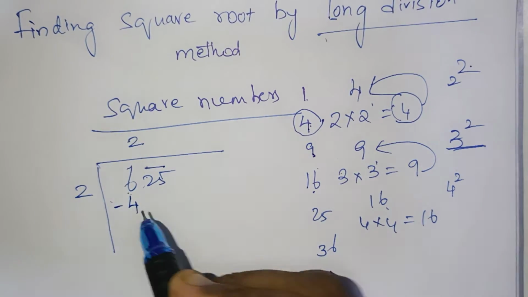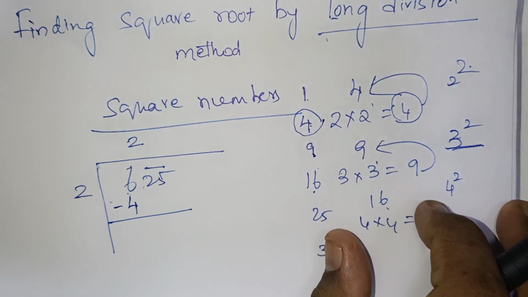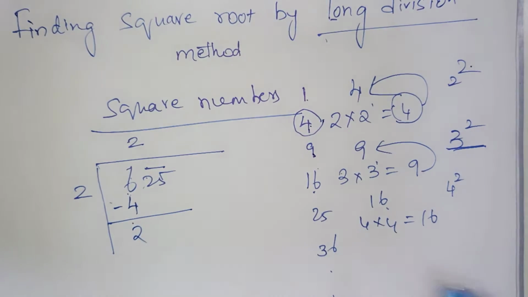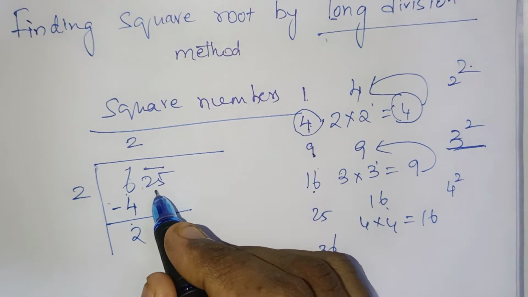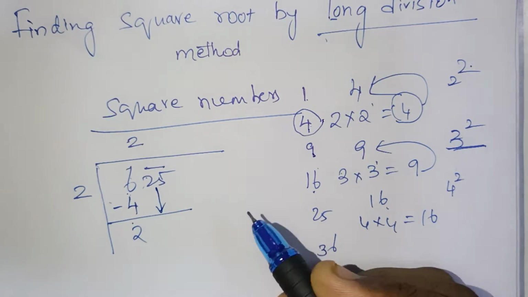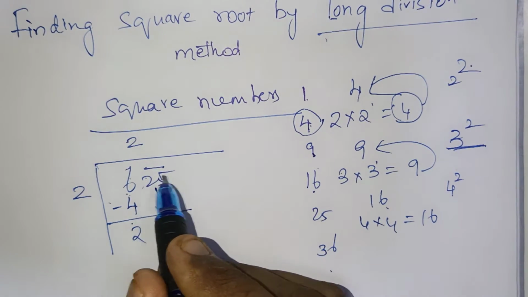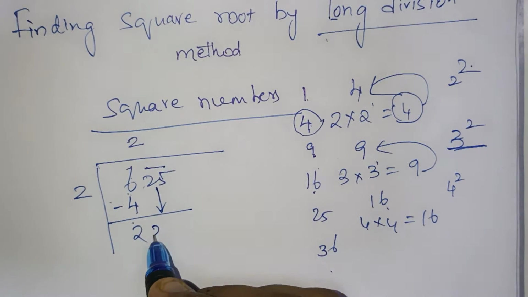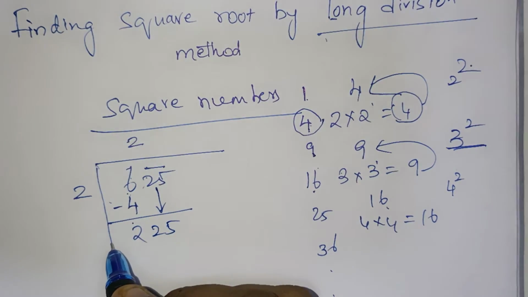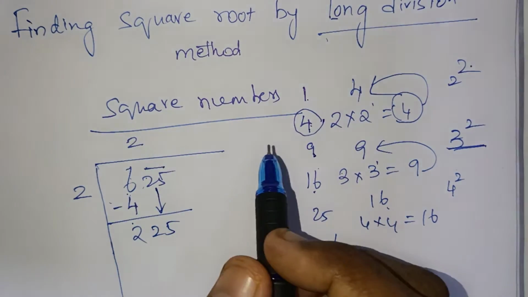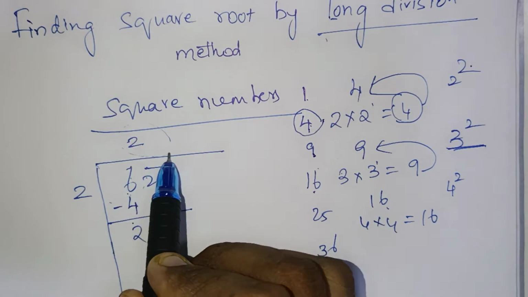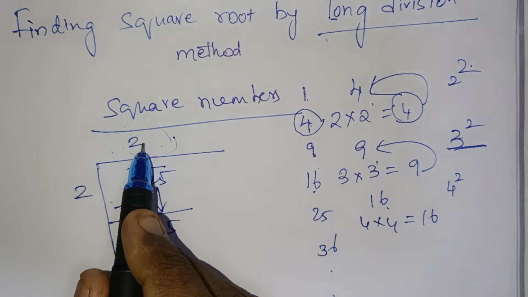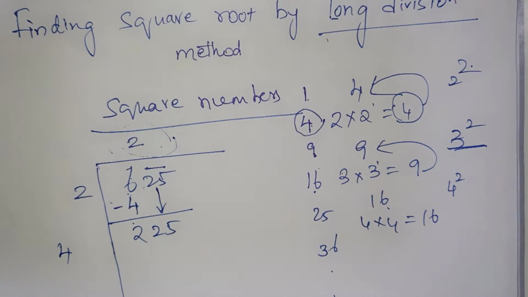Now proceed as we do for a division method. That is 6 minus 4 is 2. Next, bring down the next group, that is 25. You should see, in the square root method you have to bring down in groups, not a single digit. That is 225. Now just extend this line, and the next step is you have to multiply the quotient by 2. When you multiply this by 2, 2 into 2 is 4. Write that as the divisor on this side.